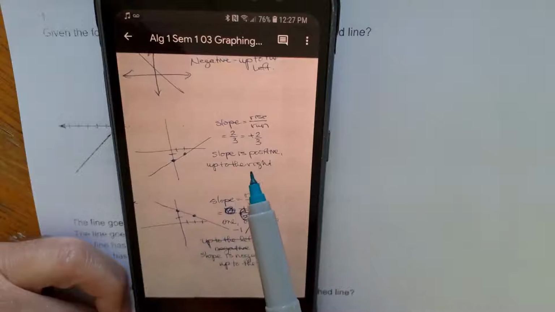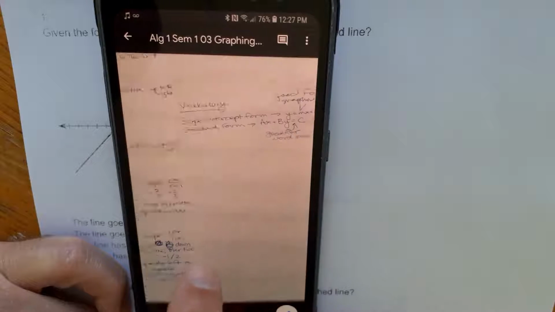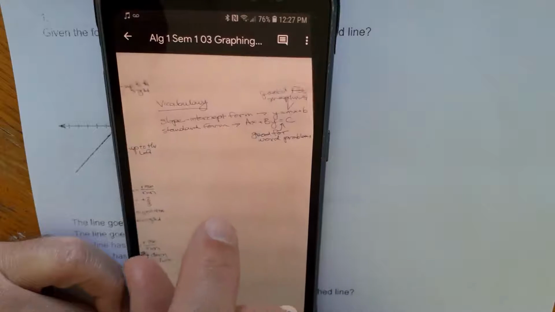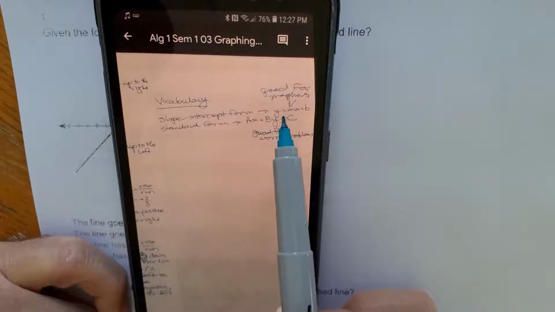So follow these, put these in your comp book, and we'll go over some right now and do the actual calculations for them, okay? We'll show rise over run, which is delta y over delta x. And we're talking about different forms of equations of a line.